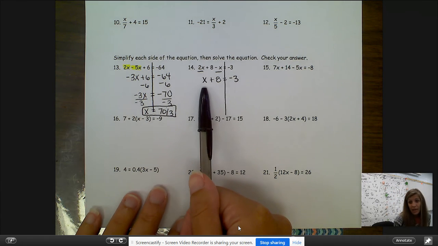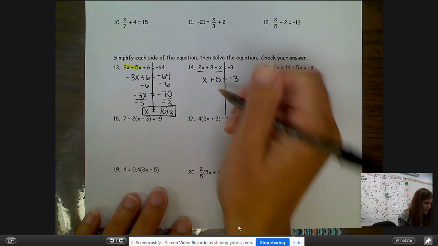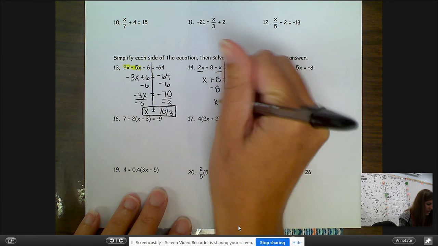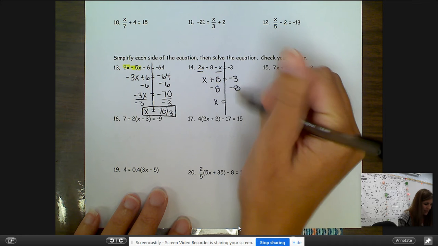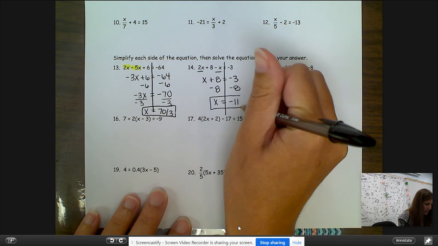So now I want to think opposite, opposite, opposite, get rid of, get rid of, get rid of. And over here with x, I need to get rid of plus 8. So I'll subtract 8 on both sides. And we'll have x equals negative 3 minus 8, which is negative 11. And x is all alone, so we're done.